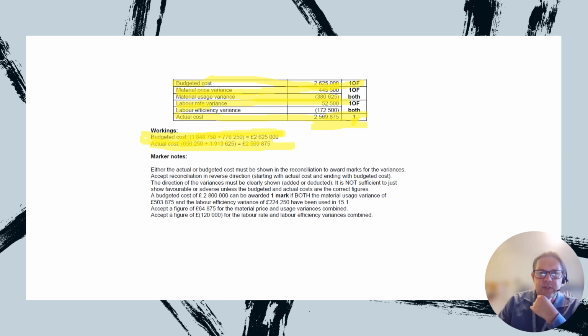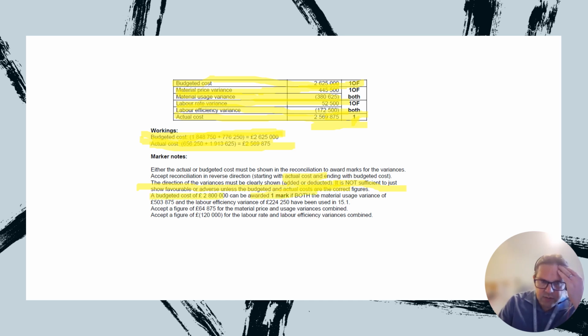The figures are 52,500 and 172,500. And if you add and subtract those figures, that balances between the two or reconciles between the two, which is what you're trying to do. Like it says, it's not sufficient to just show favourable or adverse. So show if you're adding or deducting them. Put in brackets if you're deducting them, or a minus, whichever way you prefer it.